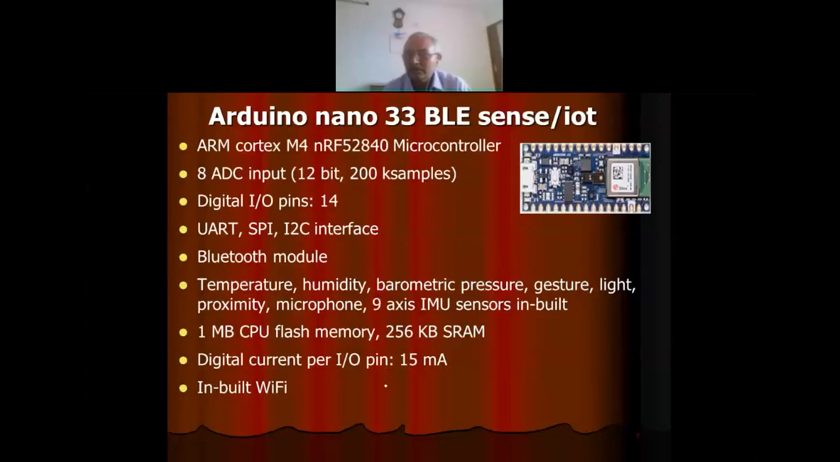This is very good hardware which you can suggest to your students: Arduino Nano 33 BLE Sense. There are two versions coming, BLE Sense and BLE IoT. In this hardware, there is an ARM Cortex M4 microcontroller from Nordic Semiconductor, the nRF52840. This is a very good microcontroller. It has 8 ADC inputs and it's a 12-bit ADC. You can see 12-bit means it's a very good resolution.